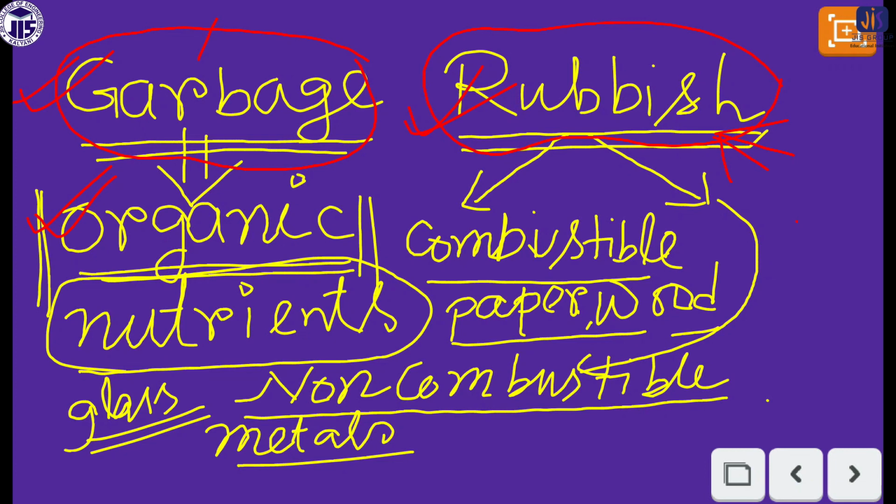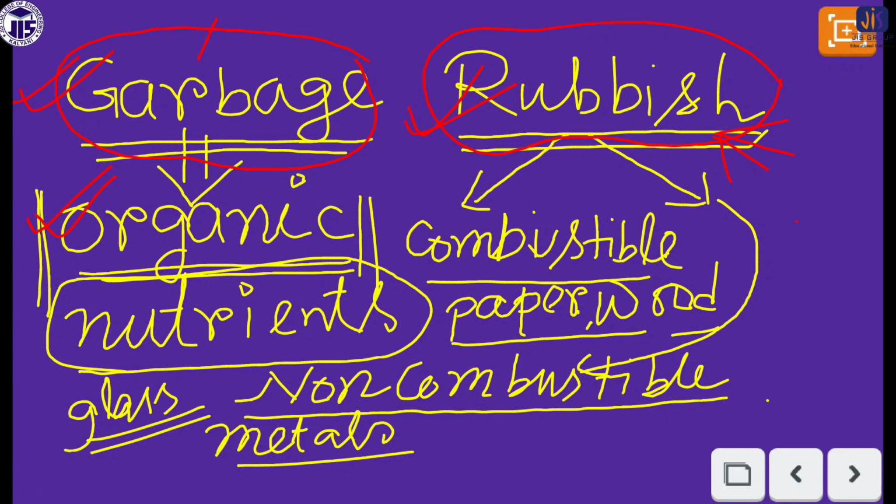Garbage contains lots of nutrients. When we discuss solid waste management in the next class, you will understand the recycling process by which we can recollect the nutrients again. That's why garbages are very important. Before decomposing, we have to follow some kind of recycling process. In this way we can classify the solid waste.